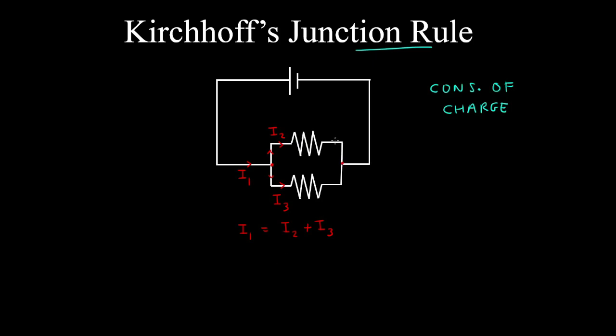And at this junction, we have I2 plus I3 is equal to I1. So charge is conserved. So in general, we can write the current entering the junction is equal to the current exiting the junction. And we'll apply Kirchhoff's loop rule and junction rule in the coming example.